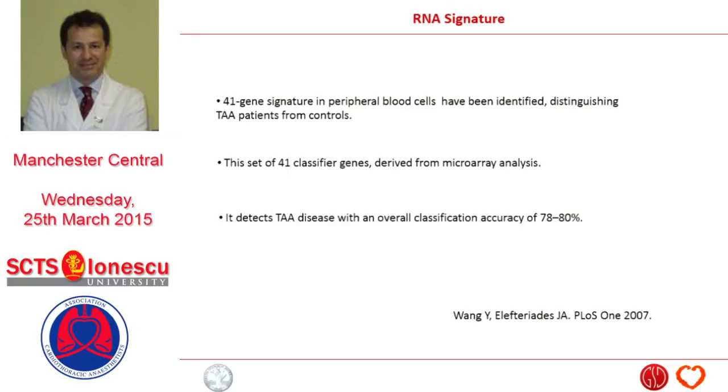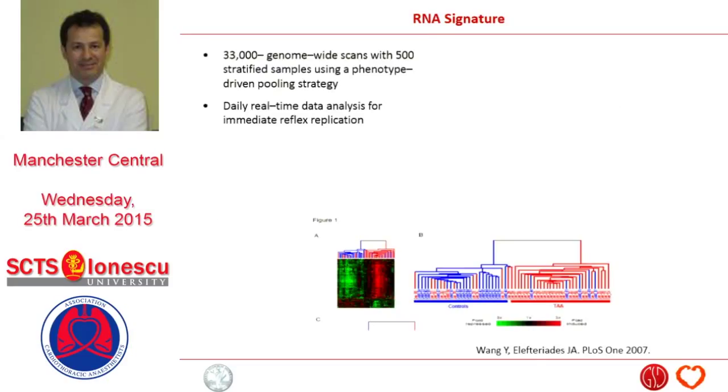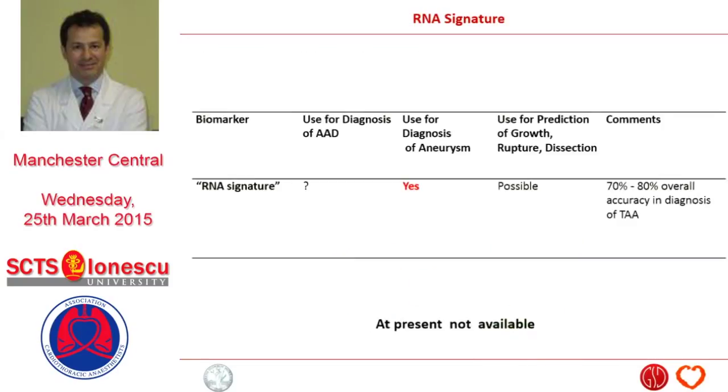Another very important point is the 41 gene signature in peripheral blood cells that Dr. Eleftheriadis widely mentioned before. It is able to detect TAA disease with an accuracy of about 72 to 80% of the patients, with real-time data analysis and immediate reflex application. It might be useful for diagnosis of aneurysm, but at present is not available in the market.